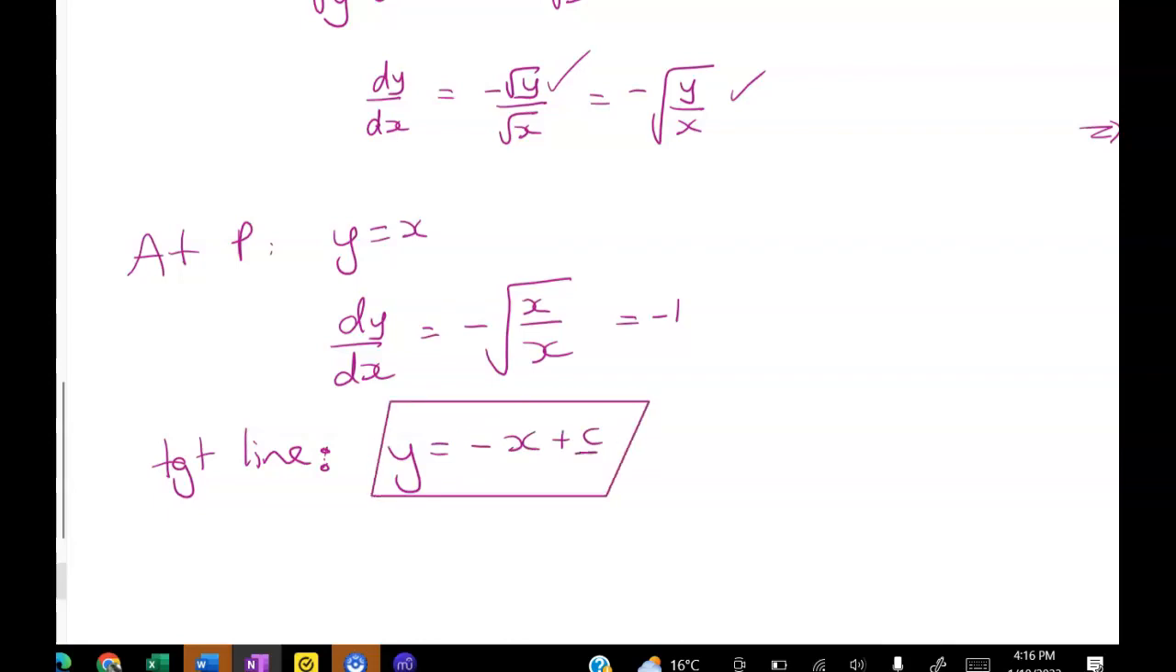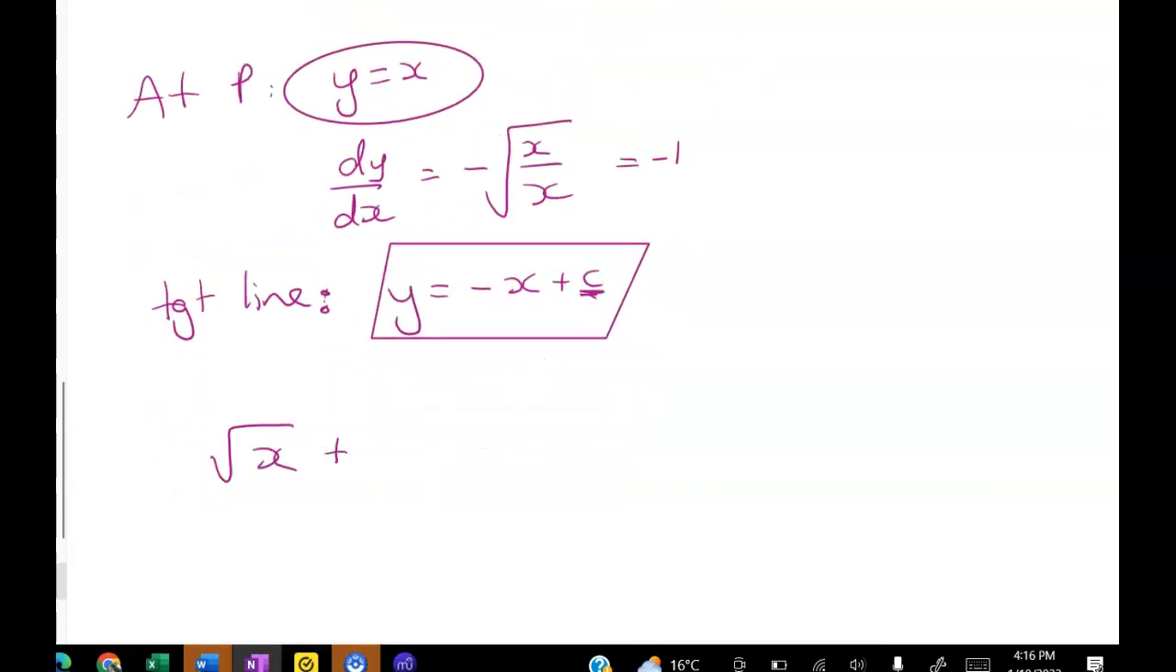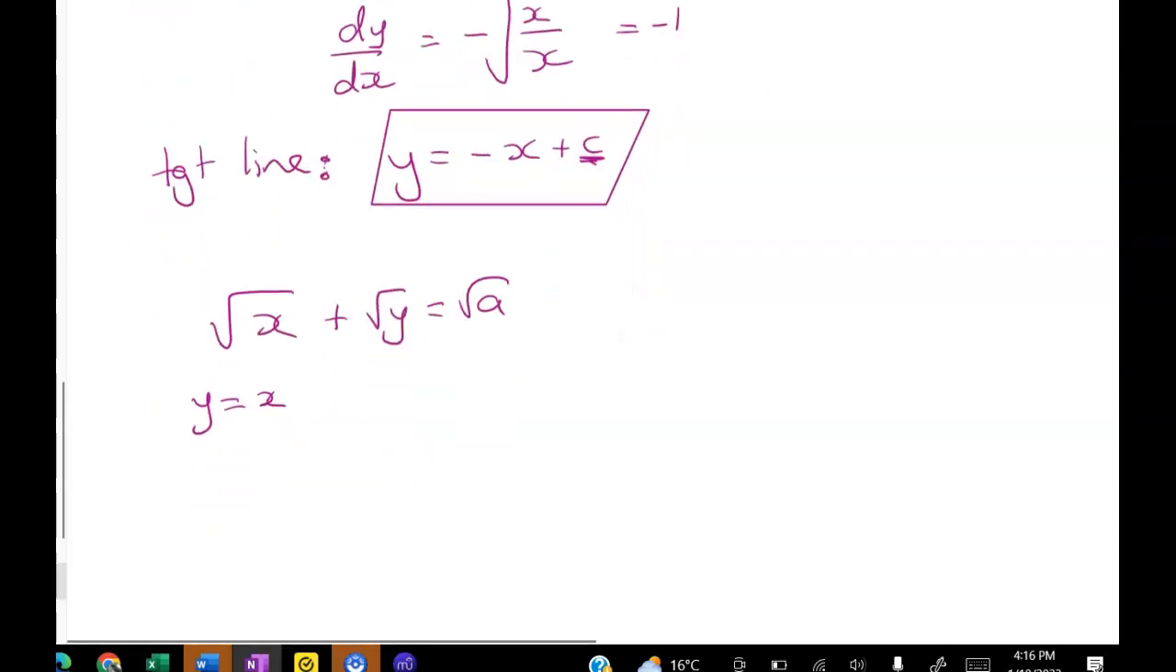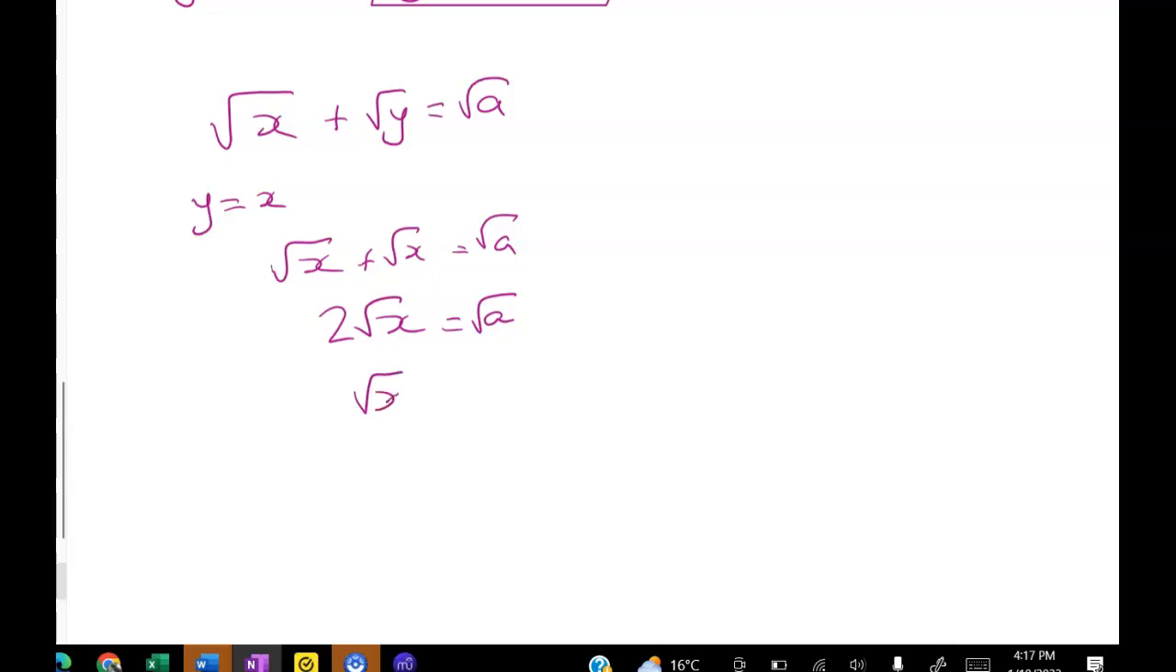Now we have to figure out what this constant is. So we're looking for the point P where the line and the curve intersect. Well, we know that we had root x plus root y is equal to root a. We know that y is equal to x, so that gives me root x plus root x is equal to root a. 2 root x is equal to root a. I can either square both sides now or do it later. So root x is equal to root a on 2. x is equal to a divided by 4. And that means that y is also equal to a divided by 4.